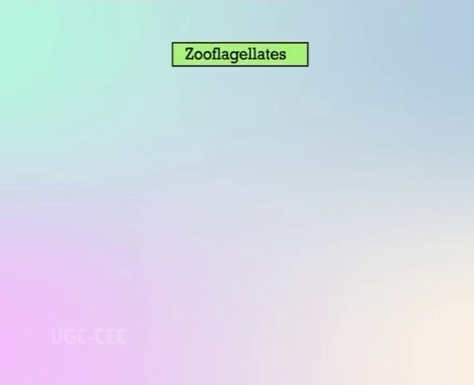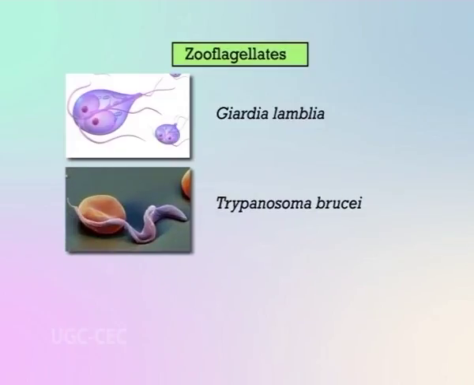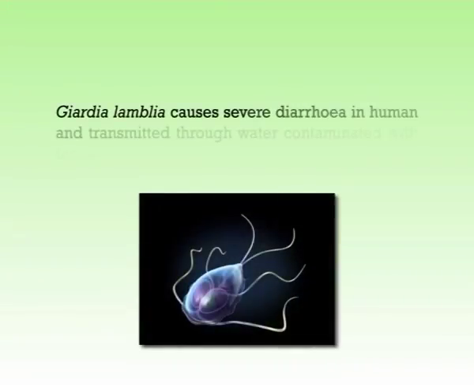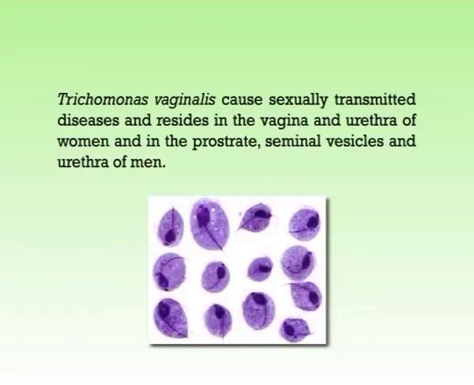These zooflagellates do not have chlorophyll, and their mode of nutrition is either holozoic, saprozoic or symbiotic. Some of the zooflagellates include Giardia lamblia, Trypanosoma brucei, Trichomonas vaginalis, etc. Giardia lamblia causes severe diarrhea in humans, and it is transmitted through water that is contaminated with feces.